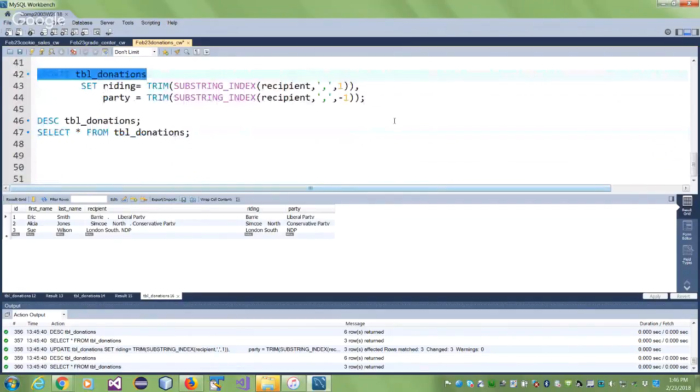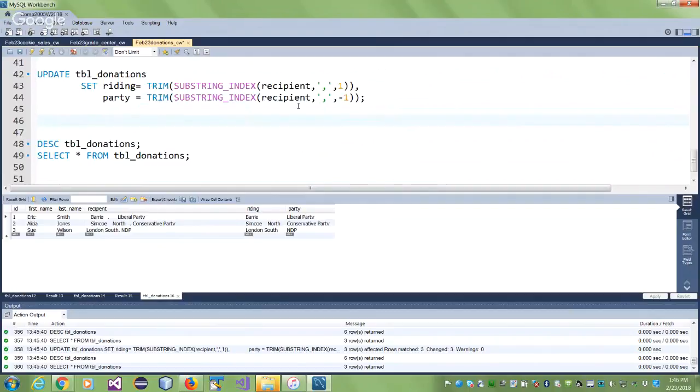Now, when your job is done, what should you be doing? You've taken care. Now you can delete which column? The writing column. Oh, sorry. The recipient column can be deleted. Remember how we deleted? Alter table. What was the name of the table? Table donations. This is one way, okay?